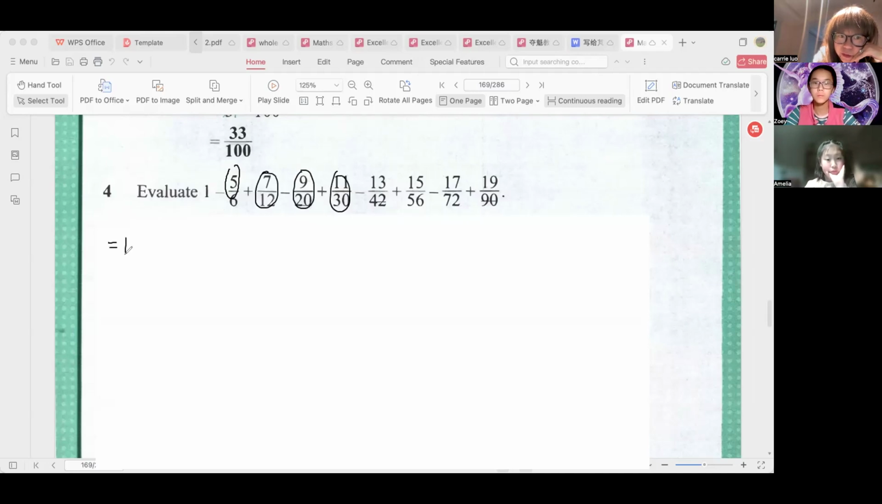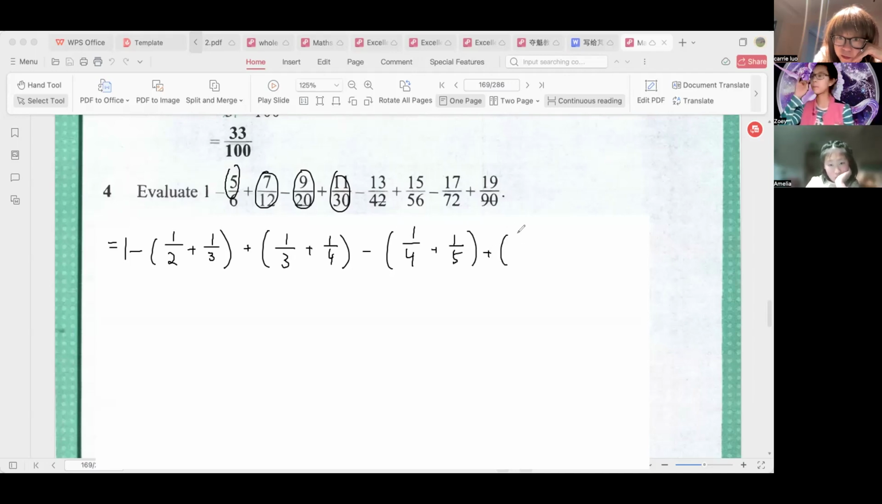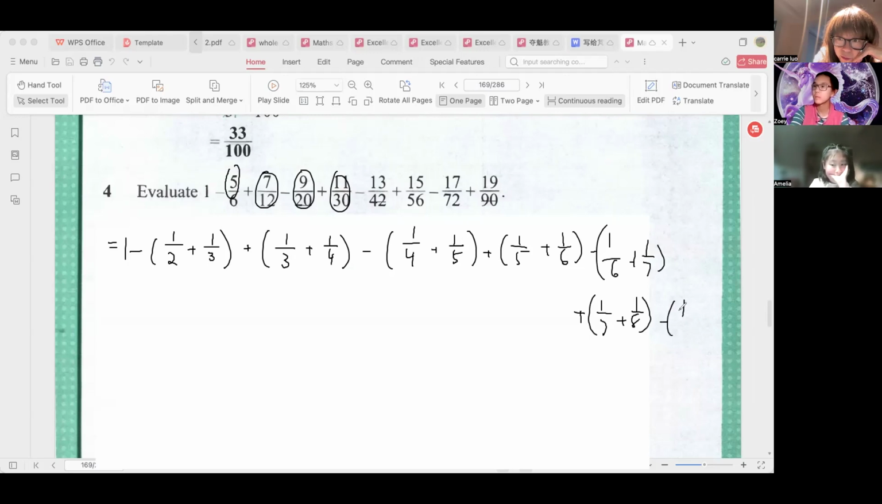So all of them, you just use 1 minus 1 over 2 plus 1 over 3. Right? Is it equals 1 over 3 plus 1 over 4? Right? Minus 1 over 4 plus 1 over 5. And this one is plus 1 over 5 plus 1 over 6. Minus 1 over 6 plus 1 over 7. Plus 1 over 7 plus 1 over 8. Minus 1 over 8 plus 1 over 9. And plus 1 over 9 plus 1 over 10.